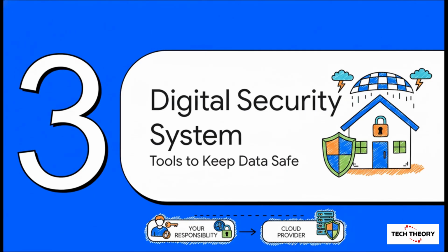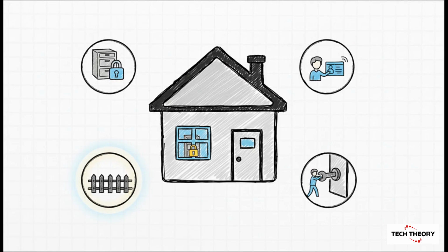All right, enough of the doom and gloom, right? We know the risks. Now let's talk about the solutions. What does the high-tech security system for our digital house actually look like? What can we do? Well, a really strong security plan has 4 main parts. Think of them as different layers of your home security.